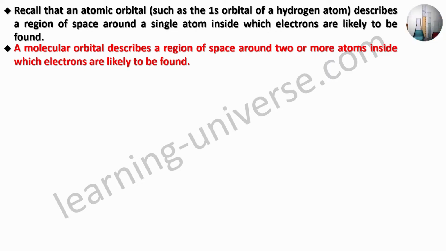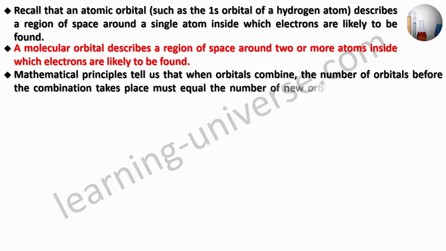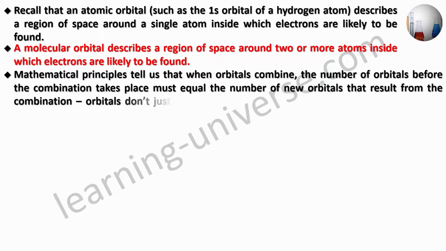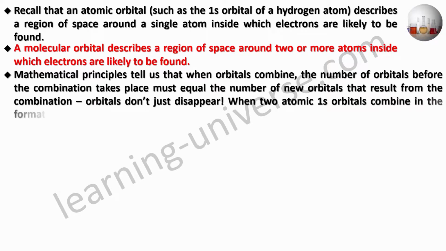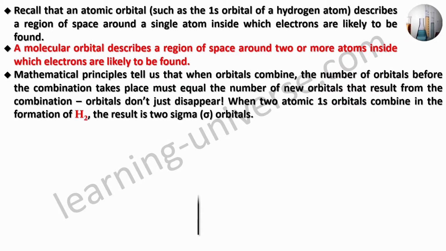Now, mathematical principles tell us that when orbitals combine, the number of orbitals before the combination takes place must be equal to the number of new orbitals that result from the combination. Orbitals just don't disappear. When two atomic 1s orbitals combine in the formation of H2, the result is two sigma orbitals. As I mentioned, the waves of the two electrons can meet each other constructively or destructively. The constructive is called the bonding molecular orbital, and the destructive is called the anti-bonding molecular orbital. So this is the situation.